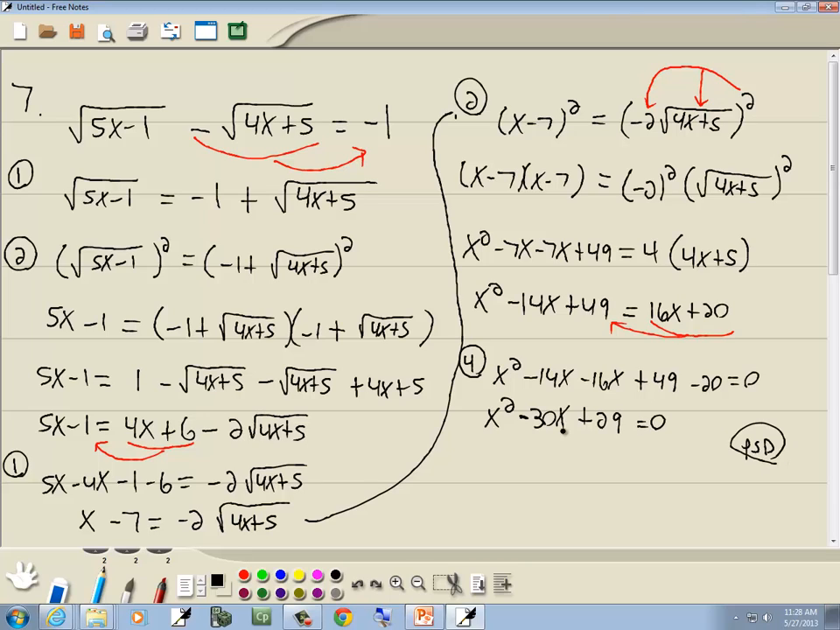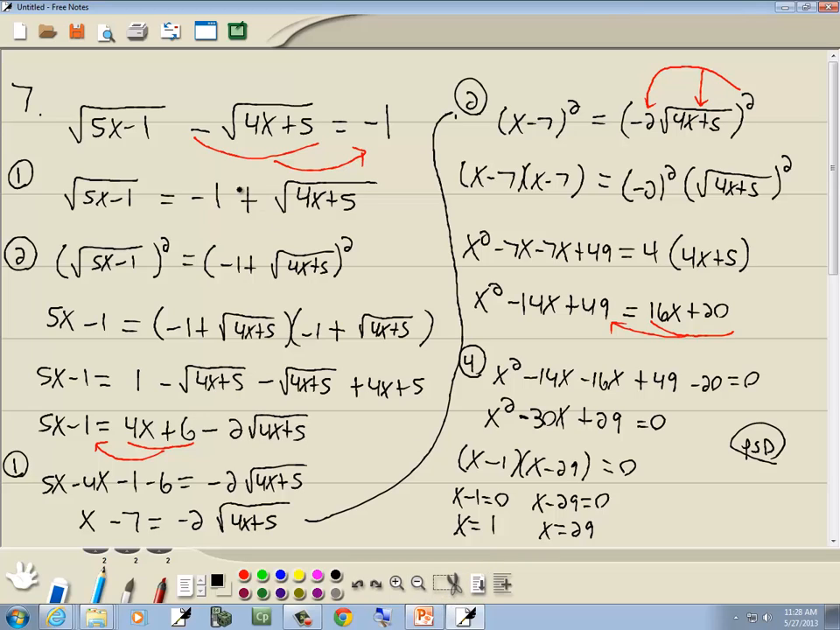Now this factors using the PSD method. It factors as x minus 1 times x minus 29 equals 0. Zero factor property: you get 0 on one side, you factor the other side, set each factor equal to 0. So I'll set x minus 1 equal to 0 and x minus 29 equal to 0. And we get x equals 1 and x equals 29. Maybe.